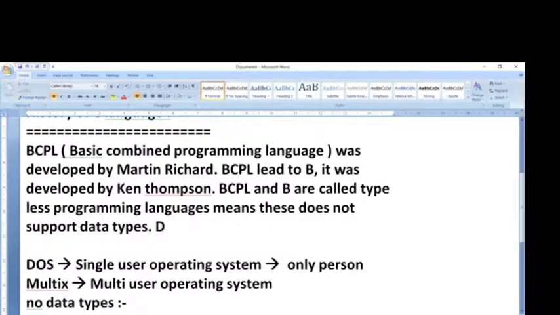Then there is a person whose name is Dennis Ritchie.